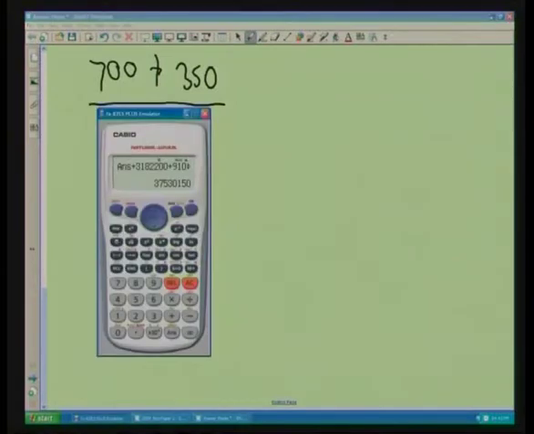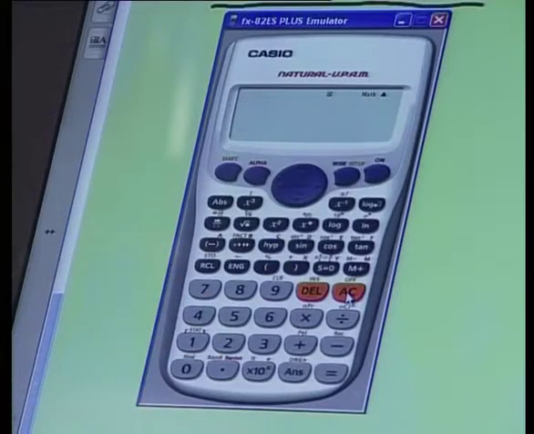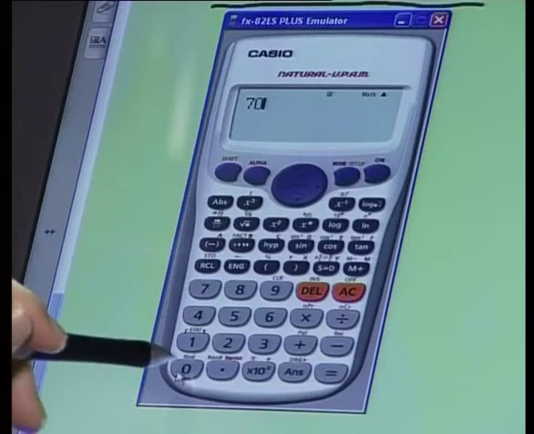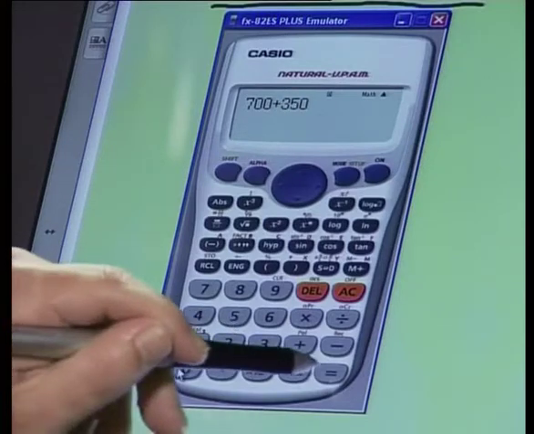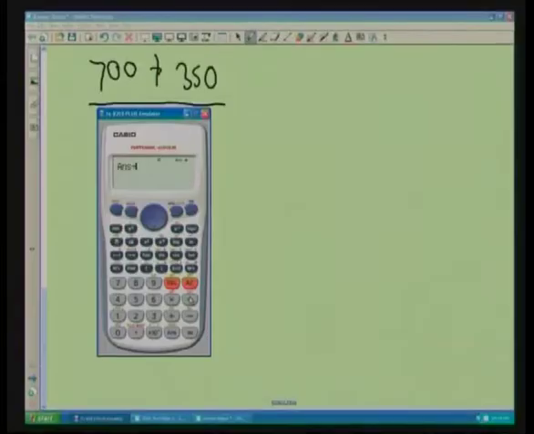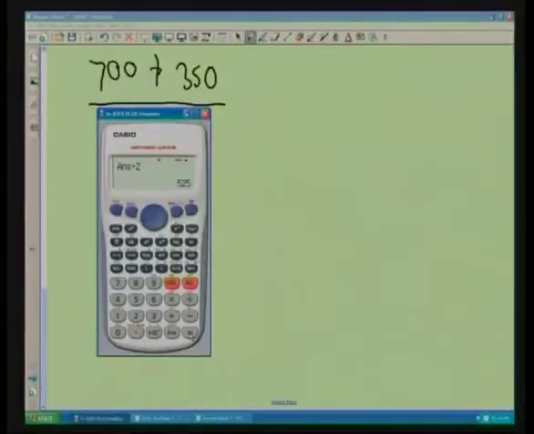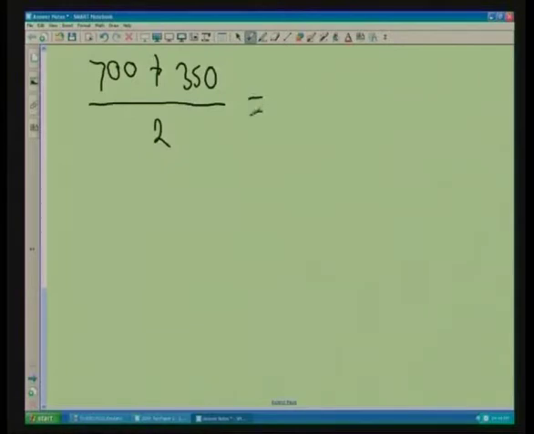If we go to our calculator, let's just clear away the last sum. We've got 700 plus the 350, and that equals 1,050, divided by the 2. We can see that the average price for these tickets is 525 Rand. So that's 525. That's the mean that we need.